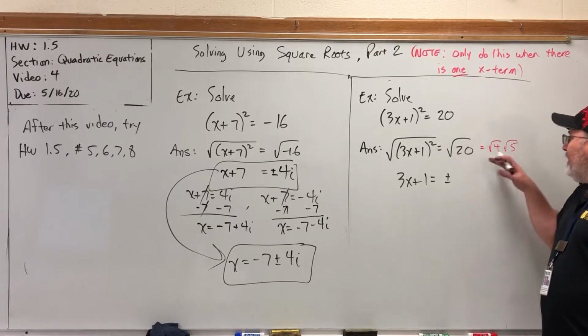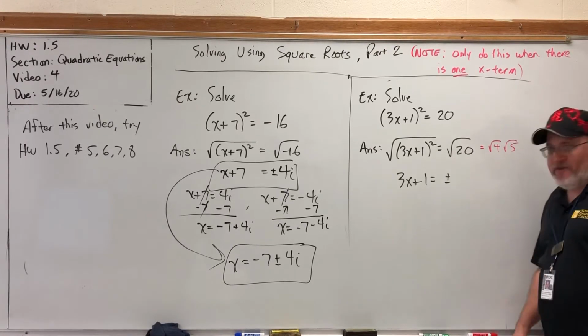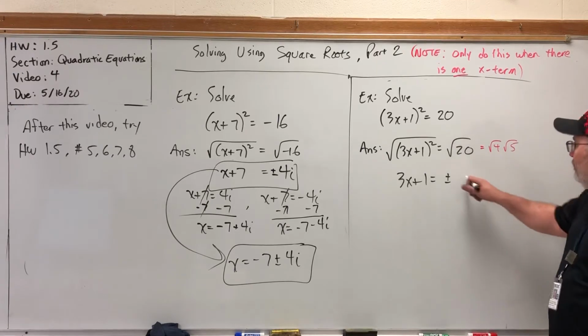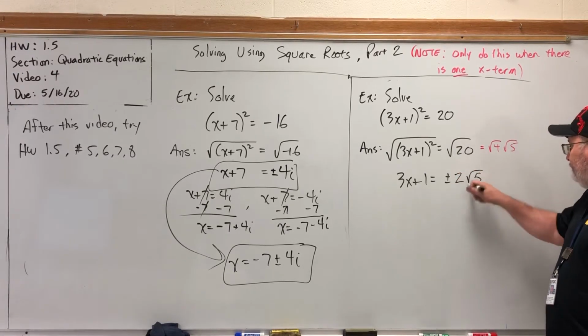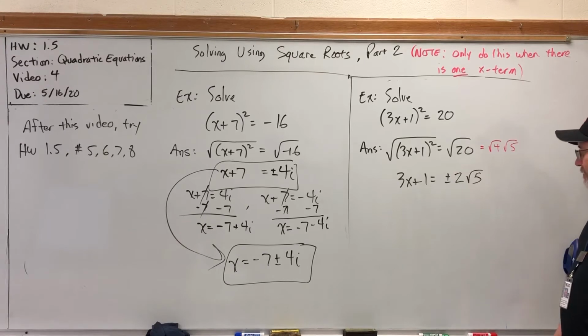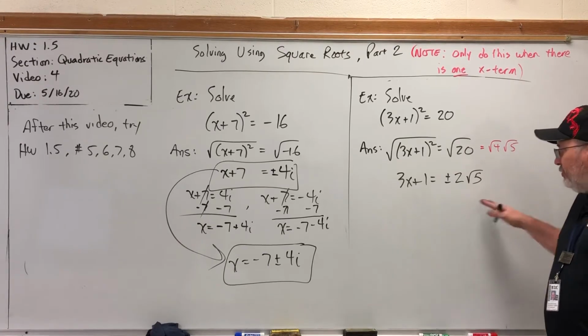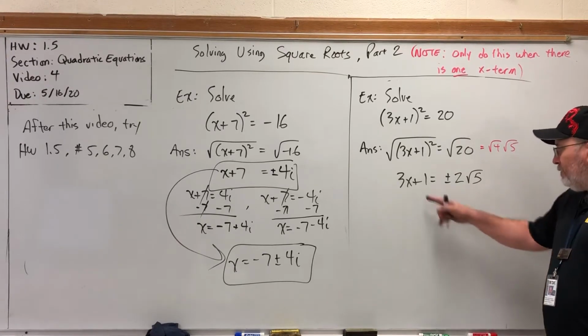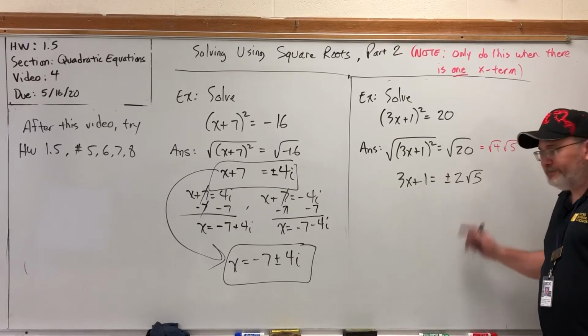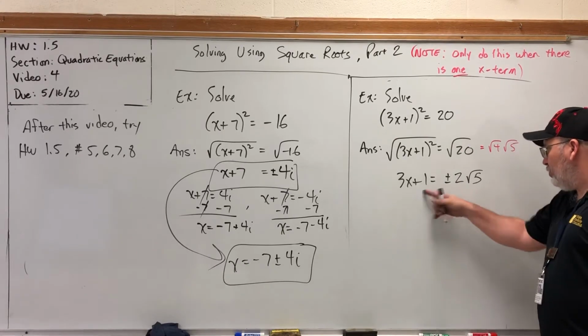The square root of 20 I can break off into the square root of 4 and the square root of 5. The square root of 4, of course, is 2. I don't know the square root of 5. So think about whether or not we should split this into two equations. The next move I'm going to do from both sides is subtract 1. These are not like terms.